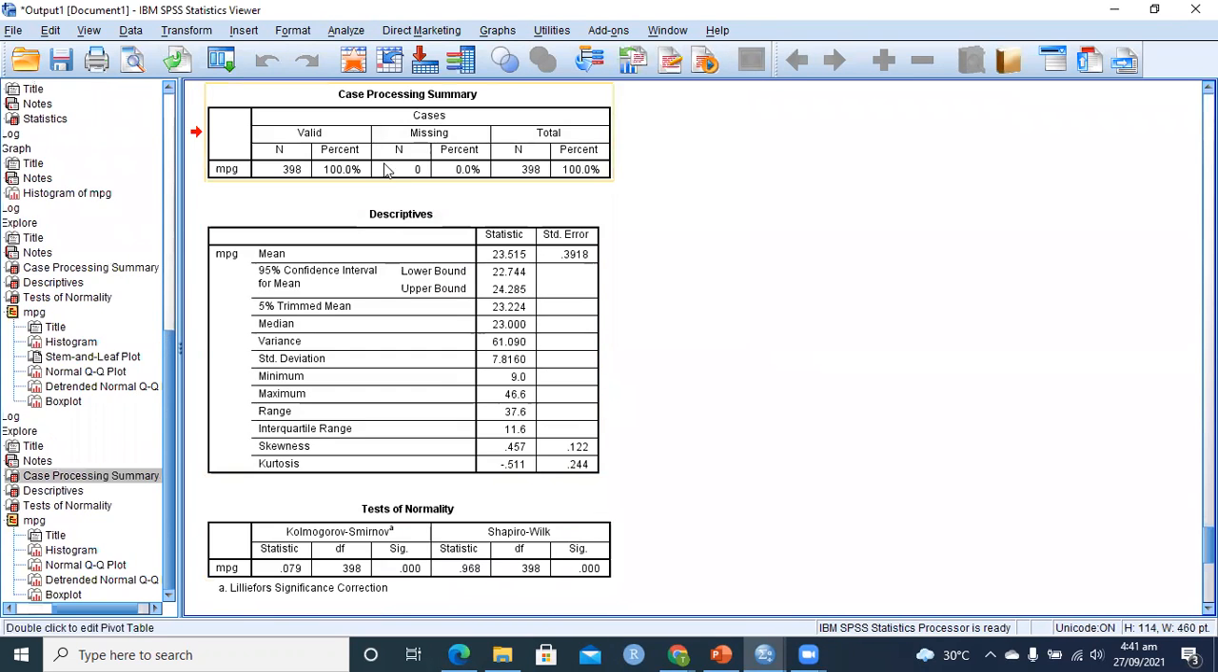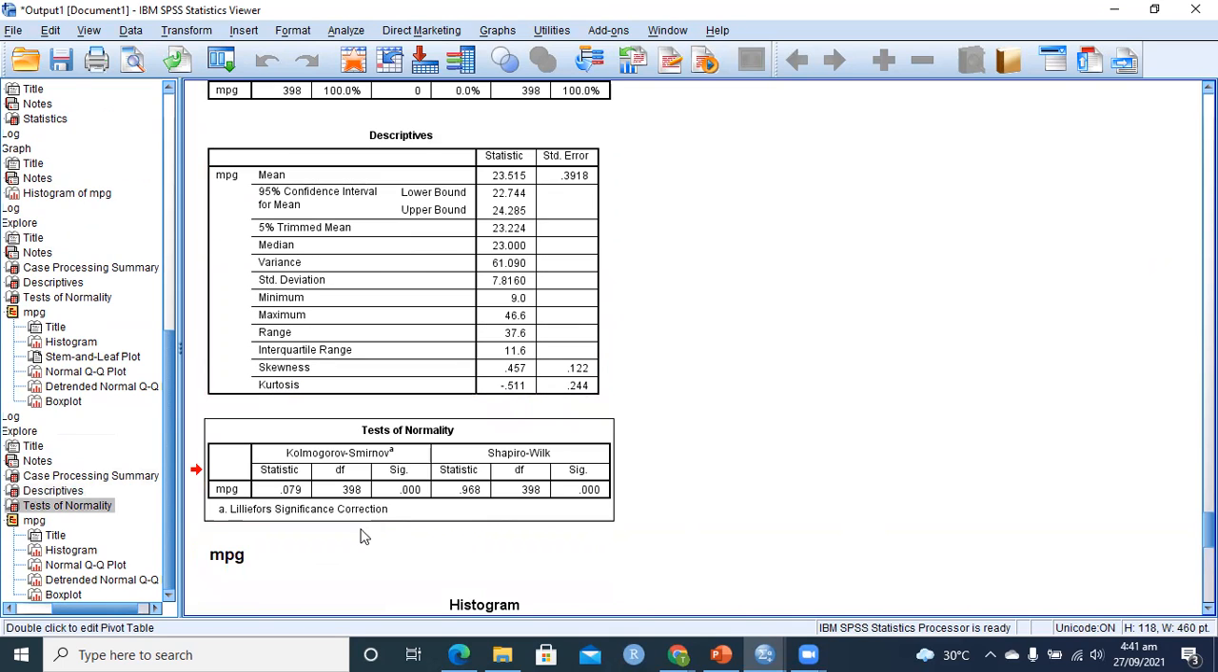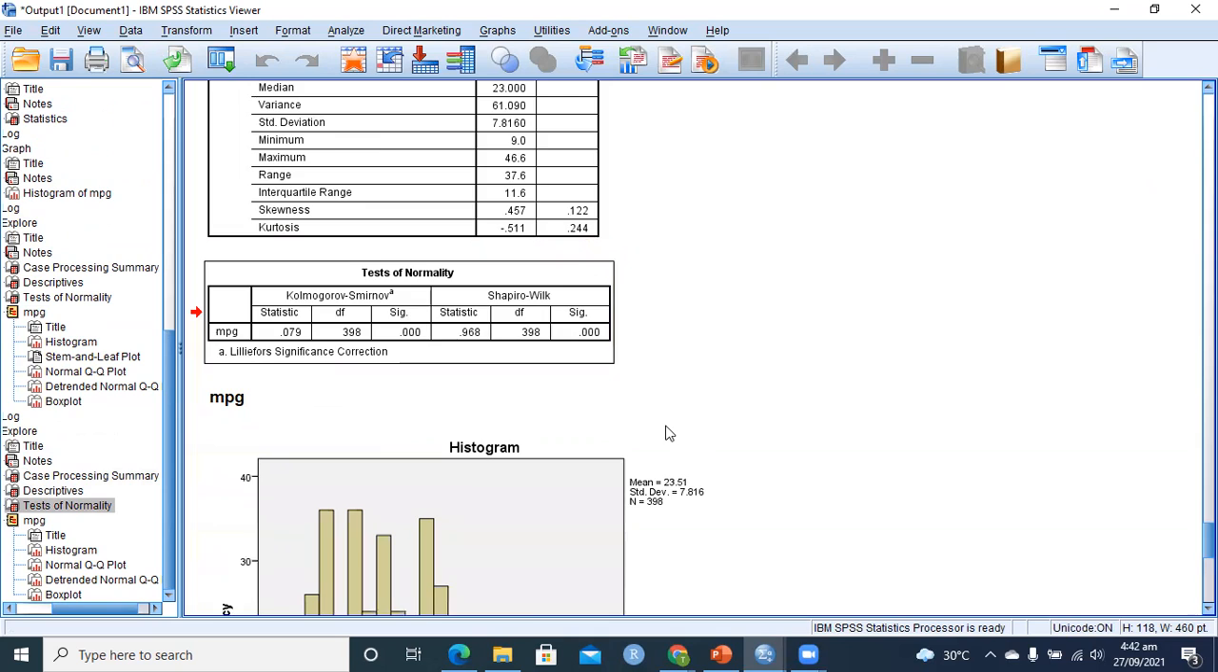Here it is showing there are 398 observations. The mean value is 23.515, the median is 23, and the standard deviation is 7.81. These are the two tests showing whether it is normally distributed or not. For the Kolmogorov-Smirnov test, the p-value is less than 0.05. And for the Shapiro-Wilk normality test, the p-value is also less than 0.05. So both tests suggest that the data is not bell-shaped.